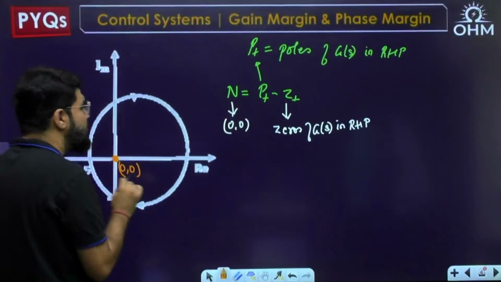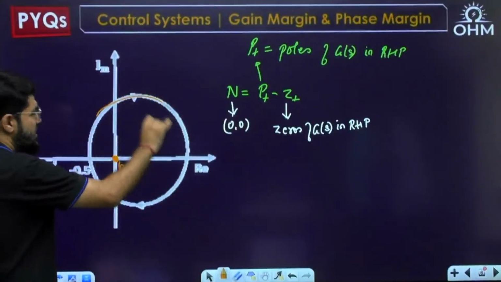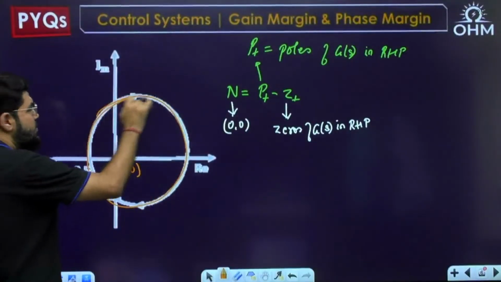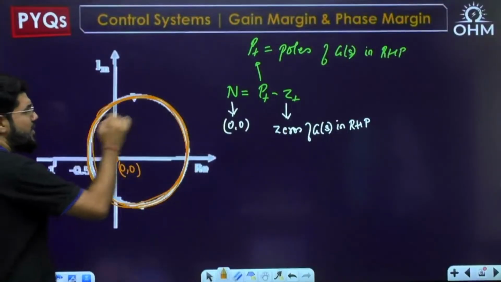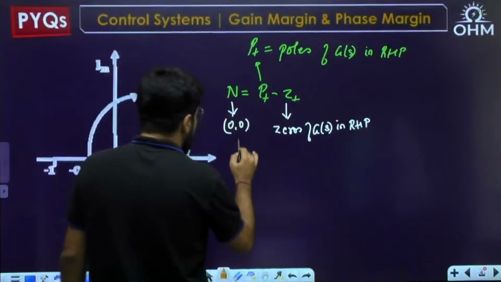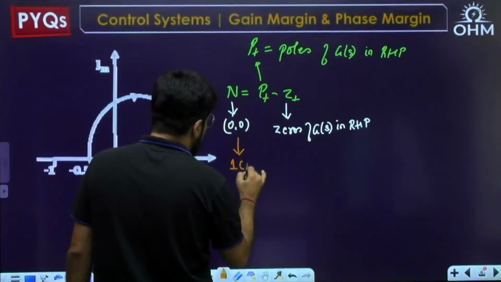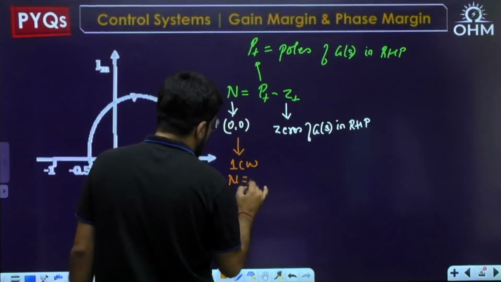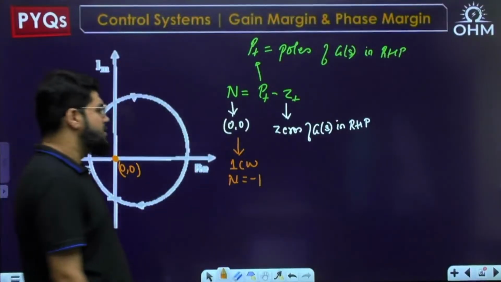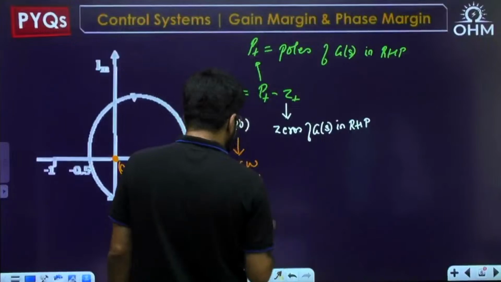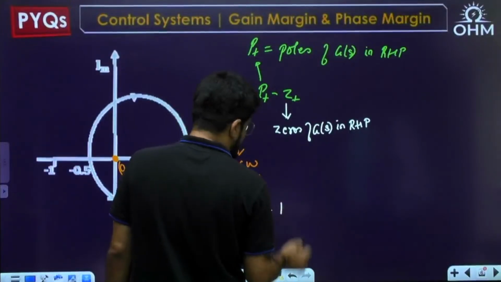Is it encircled by the Nyquist plot? Yes, it is encircled by the given Nyquist plot, in the clockwise direction. So here it is encircled once in the clockwise direction, and for clockwise the sign convention is negative. So if I put down the value of n, which is -1, it is equal to p plus.